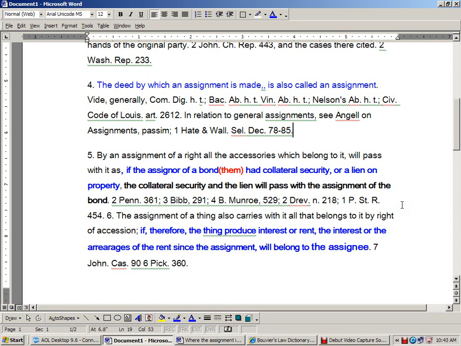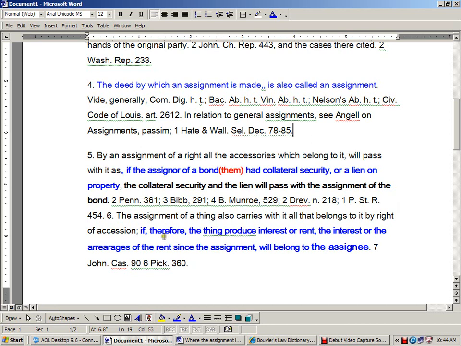By an assignment of a right, all accessories which belong to it will pass with it. If the assignor of a bond, we're going to find out that in this case it's them, had collateral security or a lien on the property, the collateral security and the lien will pass with the assignment of the bond. So who did they assign it to? If you have an assignment, an assignor gives it away, and an assignee gets it. Well, I wonder who the assignee might be.